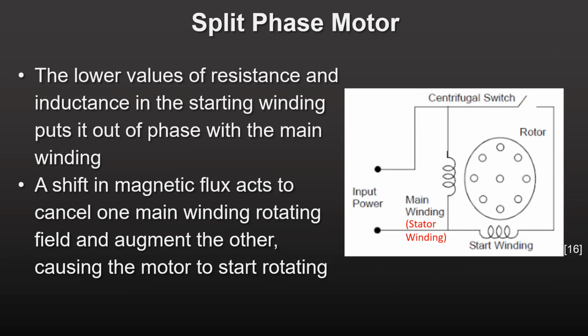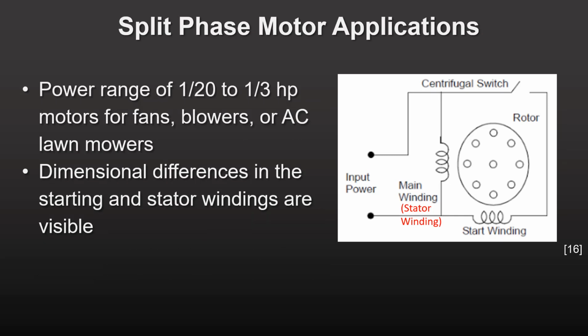In a split-phase motor, the lower values of resistance and inductance in the starting winding puts it out of phase with the main winding. A shift in magnetic flux acts to cancel one main winding rotating field and augment the other, causing the motor to start rotating. Split-phase motors run in the range of a 20th to a third horsepower. They're commonly used for fans, blowers, or AC lawnmowers.